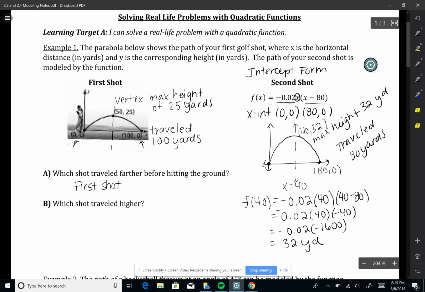So it looks like that one traveled higher than the first shot. So which shot traveled higher? The second.